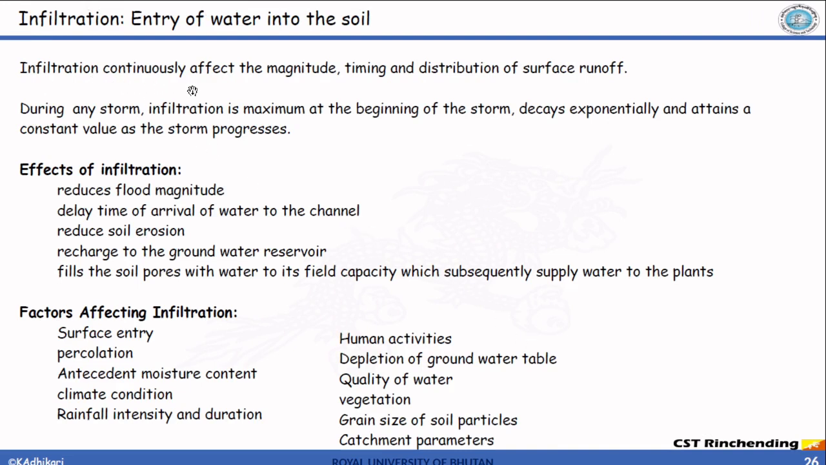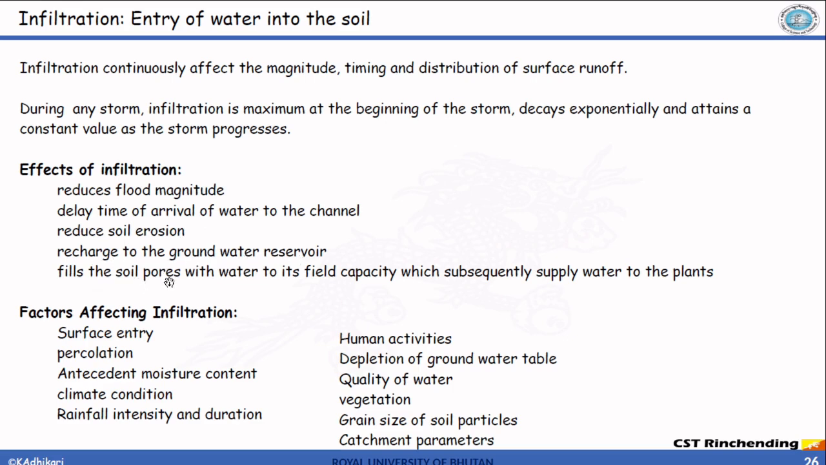Infiltration continuously affects the magnitude, timing, and distribution of surface runoff as demonstrated in the animation. During any storm, infiltration is maximum at the beginning of the storm. It decays exponentially and attains a constant value as the storm progresses. With this, let's understand the effect of infiltration. It reduces flood magnitude. More infiltration means less surface runoff. Likewise, delayed time of arrival of water to the channel. Reduce soil erosion. Recharge to the groundwater reservoir.